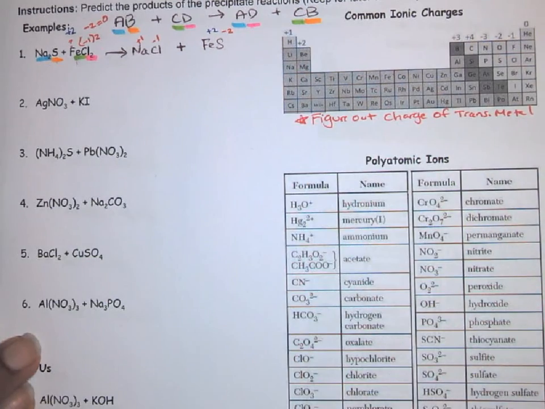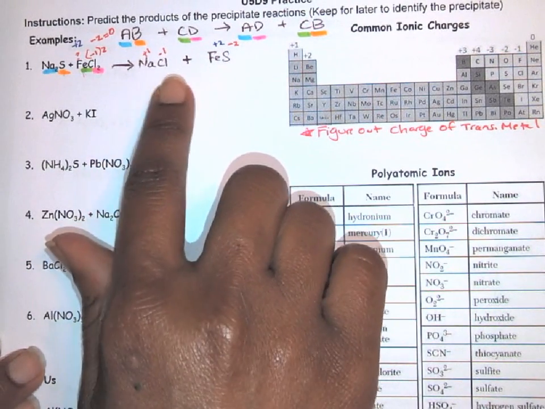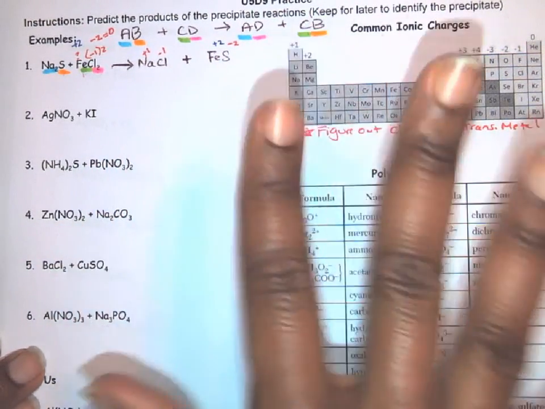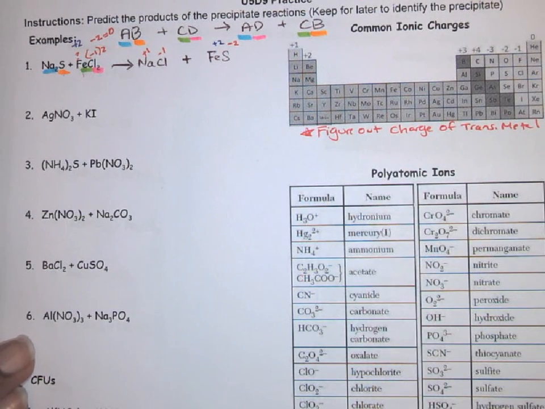In the first example that we did, when we switched the products, the overall charges were 0, so we didn't need to do anything special with that. All right, let's take a look at our second example.